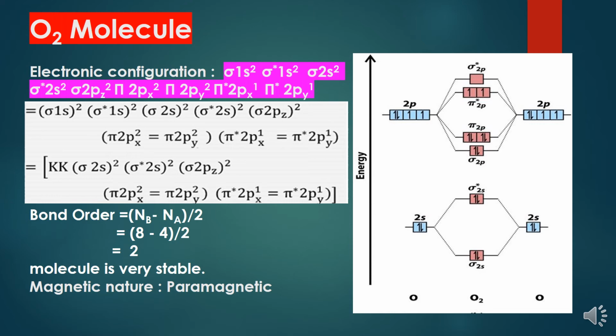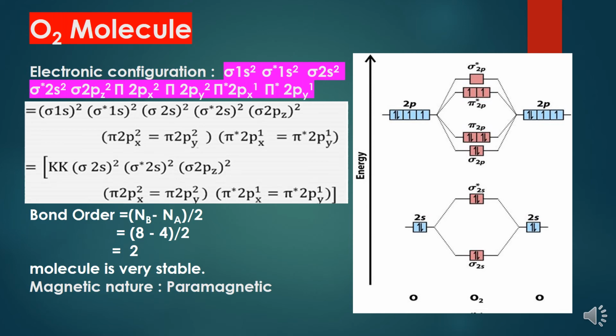And there is one important difference between nitrogen and oxygen molecular orbital diagrams. Up to nitrogen, pi 2px and pi 2py are lower in energy as compared to sigma 2pz. But here you can see sigma 2p is lower in energy. This is because of the large size.